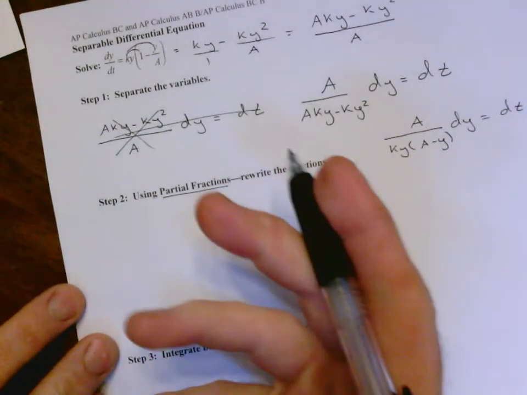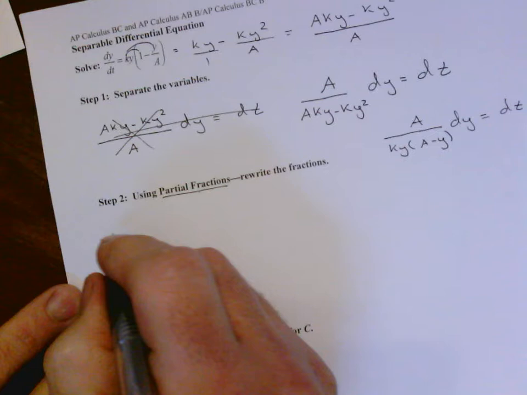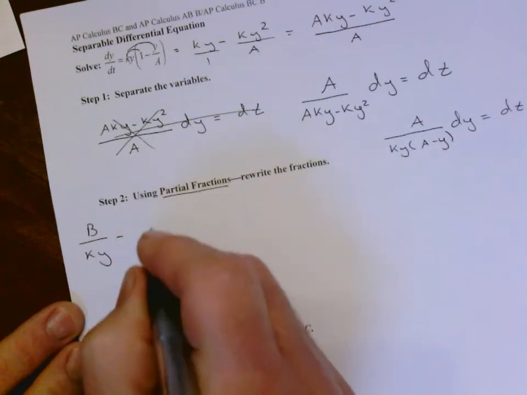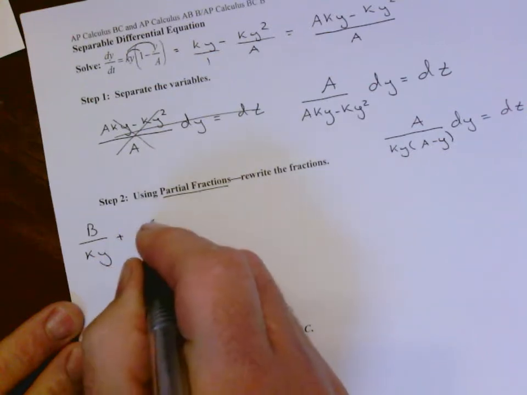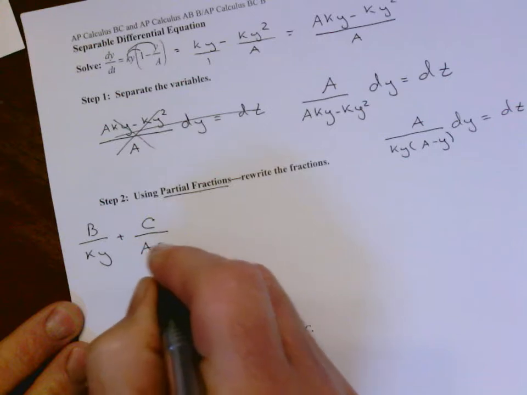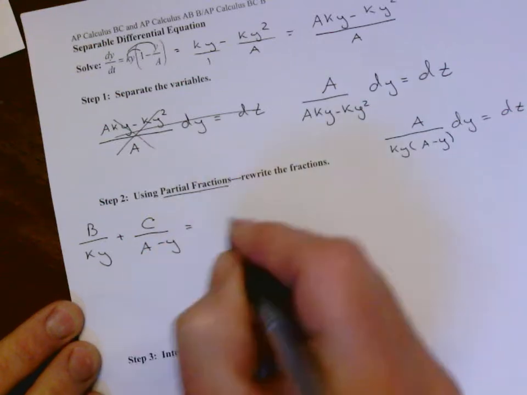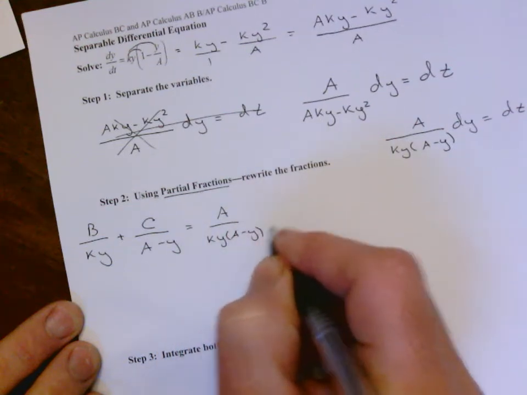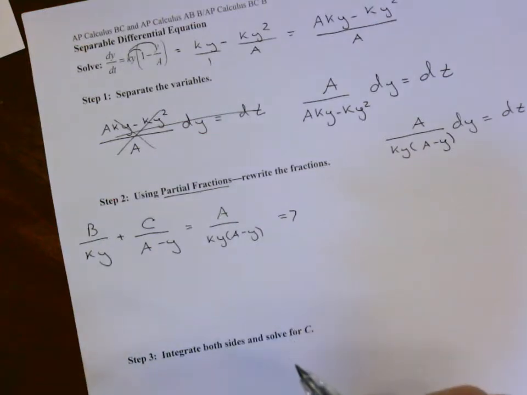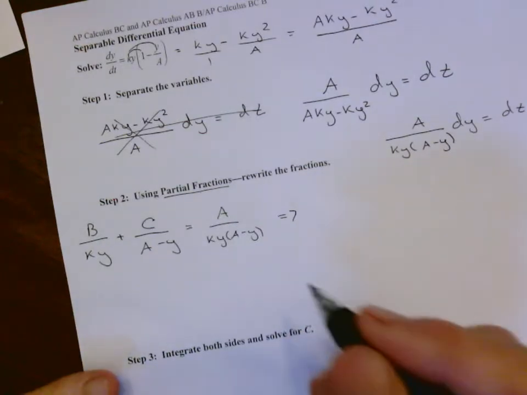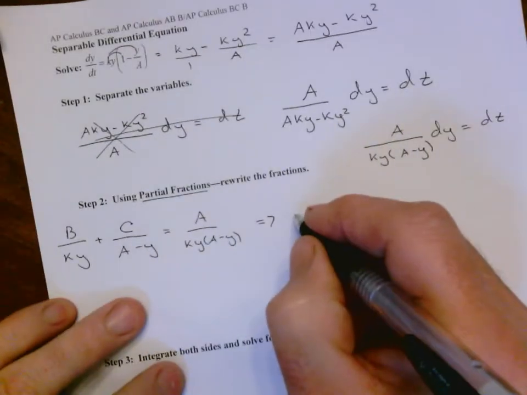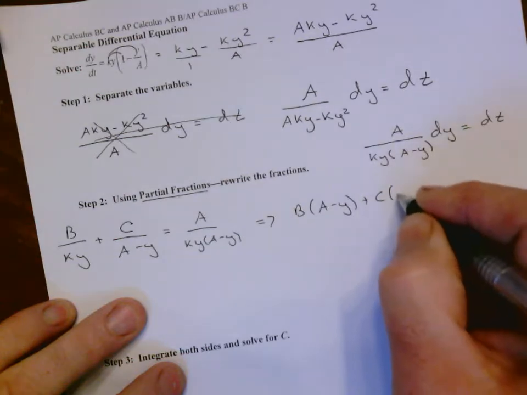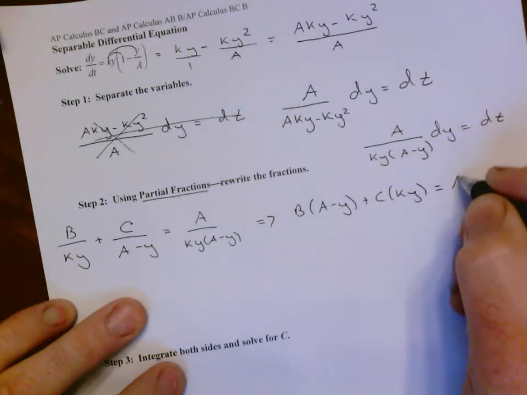Okay, so I'm going to split it apart. Now, I normally use a and b, but there's already an a here, so I'm going to use b and c. So I have b all over k y plus c all over a minus y, and that should be equal to a all over k y times a minus y. Okay, so finding common denominator and adding them together, and once again ignoring the denominator, I have b times a minus y plus c k y is going to simply be equal to a.